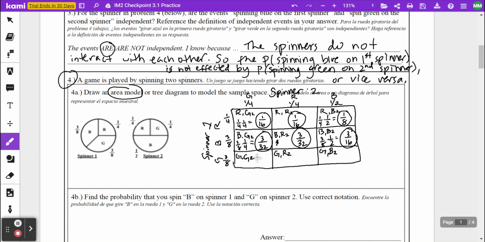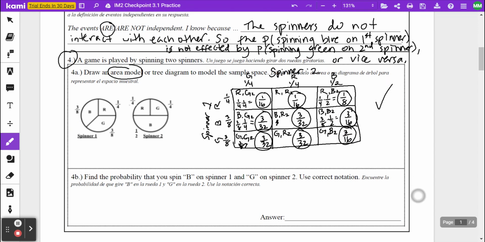This is 3/8 times, oh, it's the same as above. So this is 3/32. This again is the same as above, so it'll be 3/32. And this one will be again 3/16. And that's my area model.